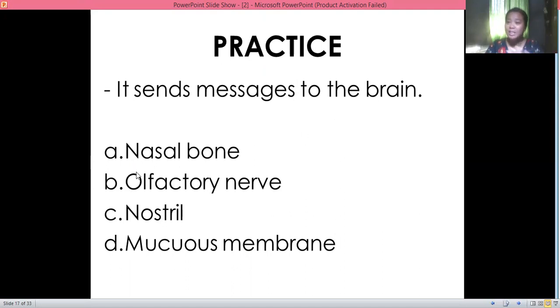This one is not an activity, it's just a practice. We're just reviewing, okay? A, nasal bone. B, olfactory nerve. C, nostril. Or D, mucous membrane. What is your answer? Ready? Write your answer. 5, 4, 3, 2, 1. Show it. Can you please show your answer?